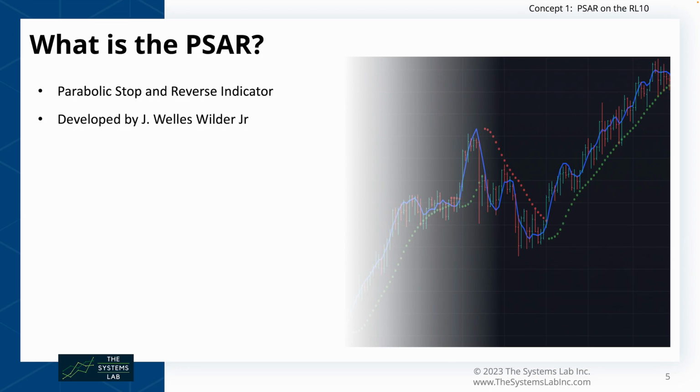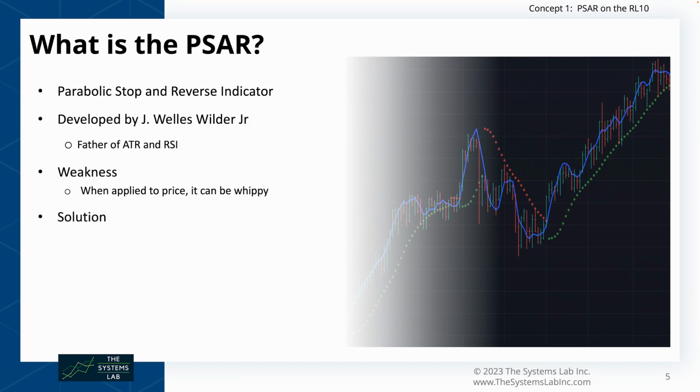It was first developed by J. Wells Wilder Jr., who is an American mechanical engineer and technical analyst. And you may know him because he is also the father of ATR and RSI, which are 2 other indicators that are quite popular. The PSAR is an excellent indicator, but like all things, it does have strengths and weaknesses. One of the weaknesses is that the PSAR indicator, when it's applied to price, can be quite whippy. It can flip from long to short quite quickly and easily.